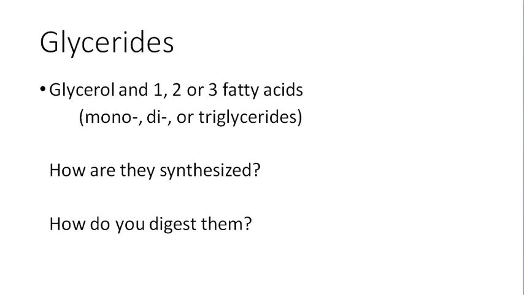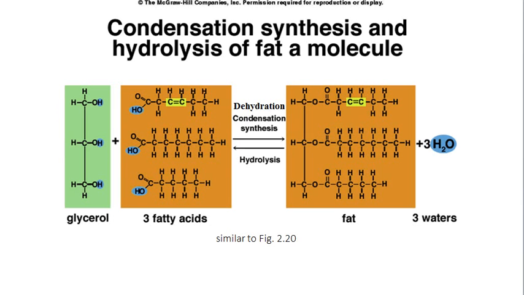Glycerides are lipids that are made from glycerol and 1, 2, or 3 fatty acids. Monoglycerides contain 1 fatty acid, diglycerides have 2, triglycerides have 3 fatty acids. Let's look at how they're synthesized and also how they're broken apart during digestion. In the green box is glycerol. Using condensation synthesis, the same kind of reaction we use to make polysaccharides, 1, 2, or 3 fatty acids can be bonded to the glycerol. A molecule of water is released when each fatty acid is attached.